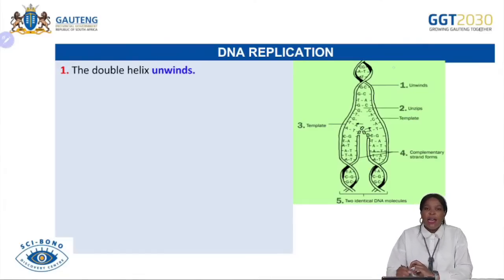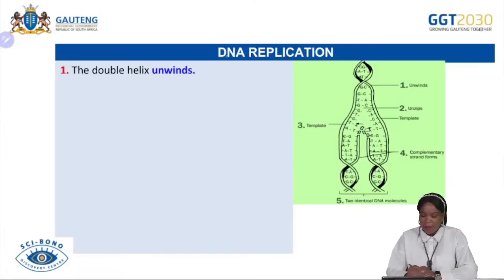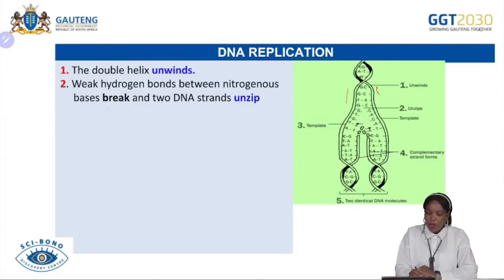The first thing that you need to say when you describe the process of DNA replication is that the double helix unwinds. So the double helix of the DNA, remember we said it's double helix in structure. And when you talk about the structure, please don't talk about anything else besides double helix or double stranded, or you're going to lose a mark. Just say double helix. So the double helix unwinds. We see that happening here. Then the weak hydrogen bonds between the nitrogenous bases are going to break, and then the DNA unzips.